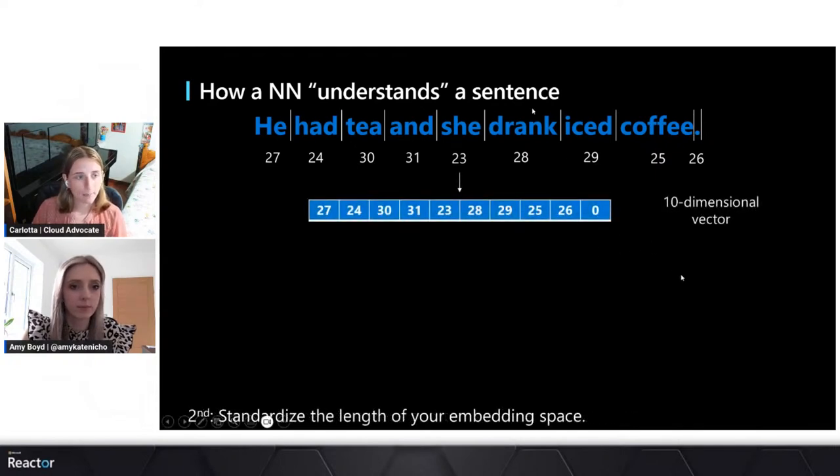So the second step, once we have done this, is defining a standard length for our embedding space, which means defining a standard size for a vector, which will represent my text.